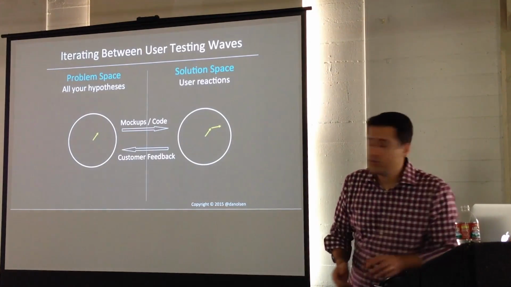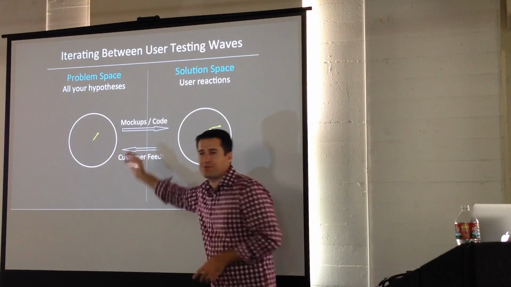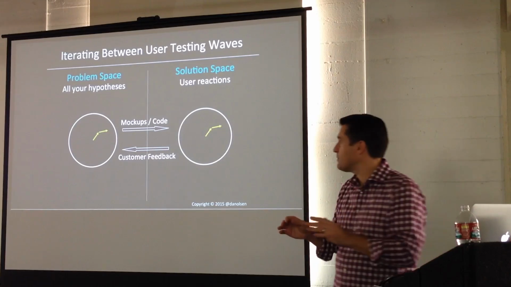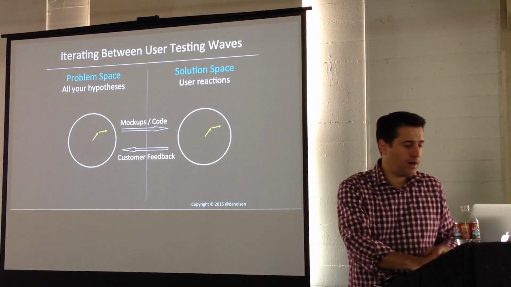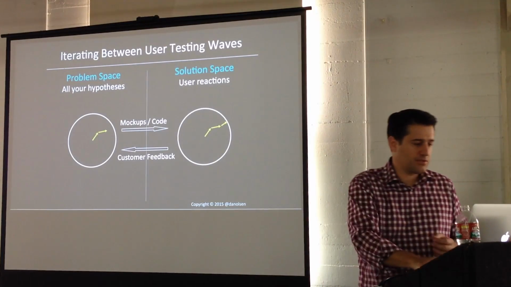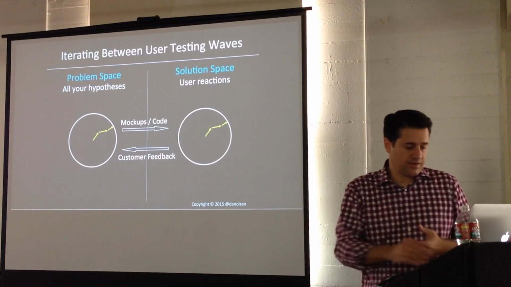So then you take those learnings back into the problem space, and then you revise your hypotheses, and you say, okay, cool, we're going to modify to go this way. Then you go back again and test, and they go, well, I like this, but I don't like this. That's the nature of the iteration going back and forth between problem and solution space that you're doing with this wave of customers.